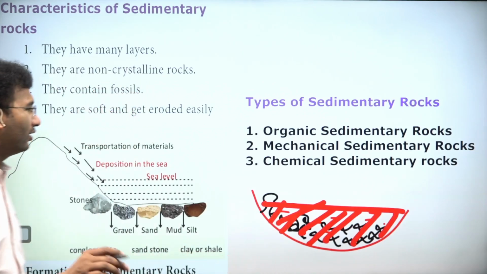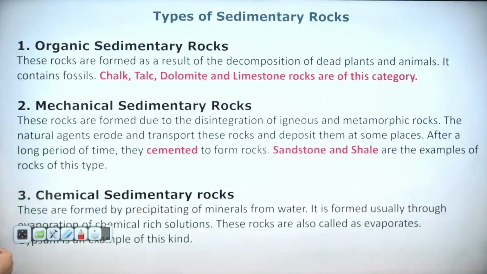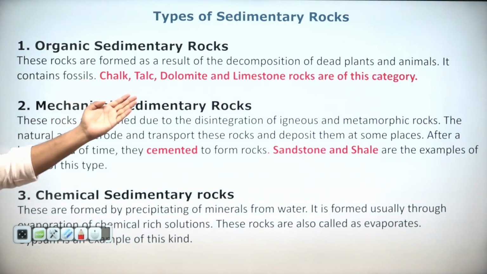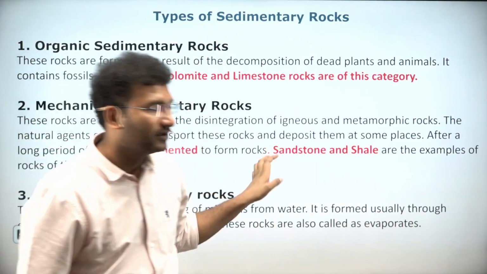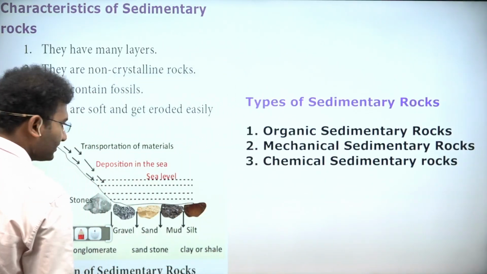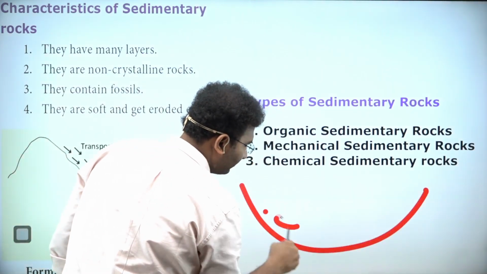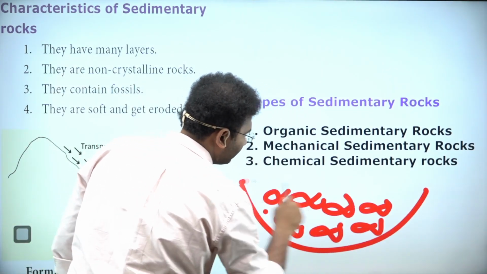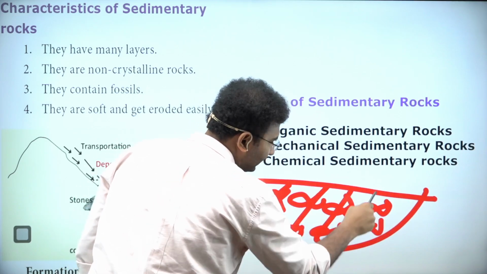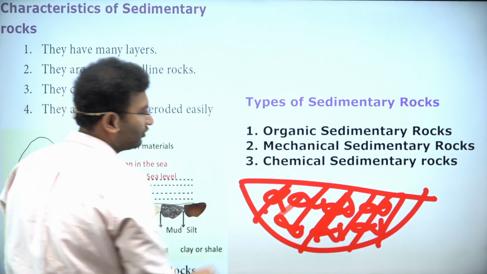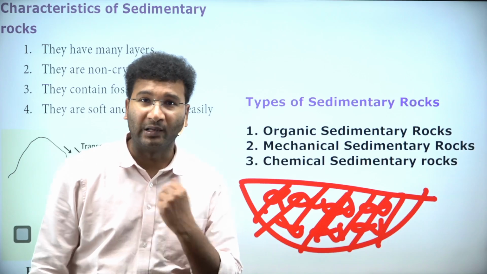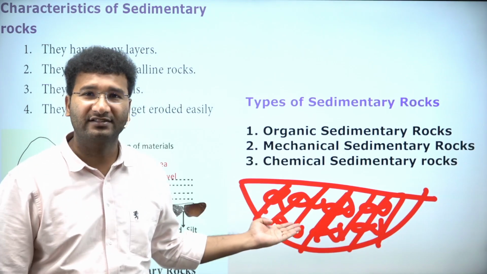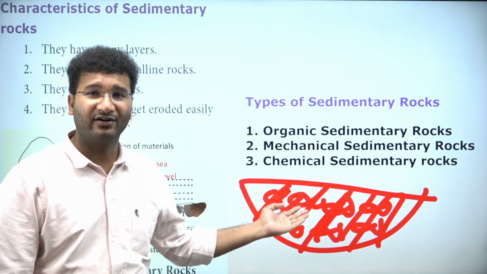So organic sedimentary rocks have a definition. These rocks are formed as a result of decomposition of dead plants and animals. That means all this decomposed dead organic matter is getting filled and will turn into rocks. Coal is a kind of this rock. Peat is a kind of this rock.